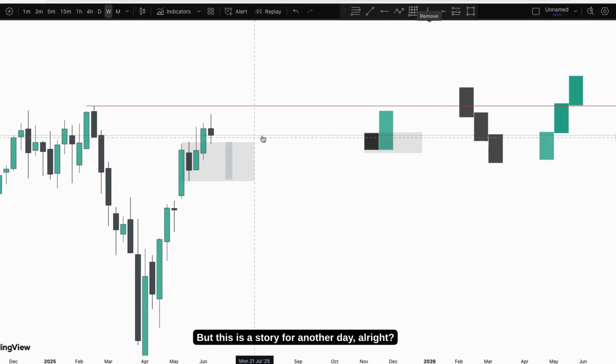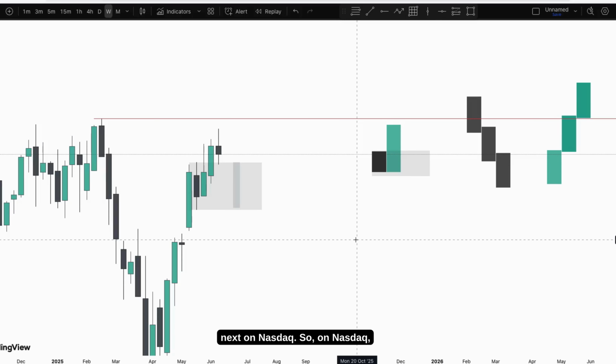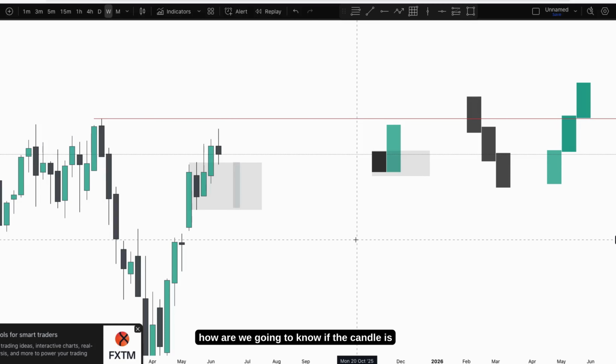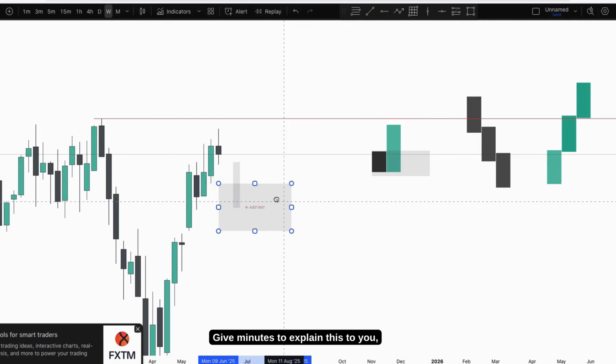All right. So now, because I know you guys want to know what's going to happen next on NASDAQ. So on NASDAQ, still the same thing that I told you guys last week, right? Now we've already had the first part happen. We already expanded higher. Now we dropped down lower. So we're expecting the next candle to expand higher. So how are we going to know if the candle is ready to expand higher or if it's going to fail? Give me two minutes to explain this to you, all right?